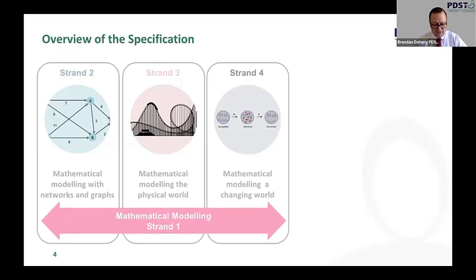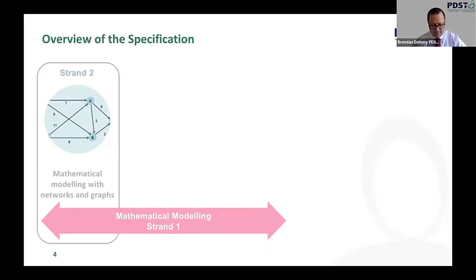Strand 1 is the unifying strand where students learn about mathematical modelling as a process in solving problems. So a question we may ask ourselves is, what does maths modelling mean to us as teachers? And how do we reflect this understanding in our classroom? But for the purpose of this webinar, we'll focus on strand 2, algorithms.